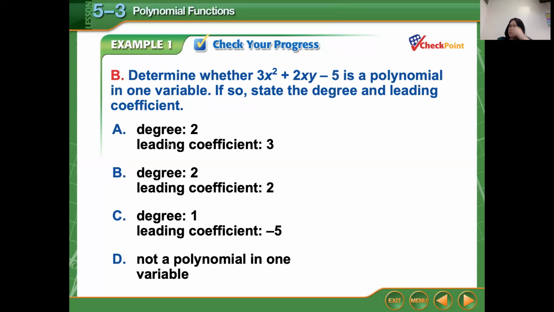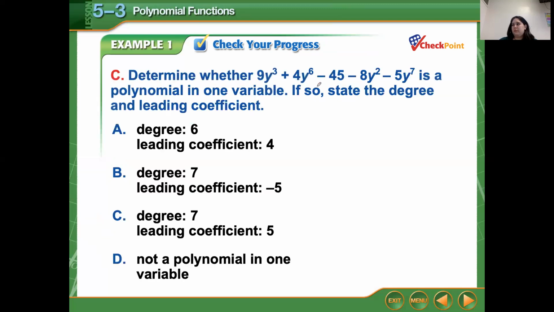All right, pause the video and try this problem. All right, so with this, it is not one variable because we have x, y here. All right, pause the video and try this one. All right, so our highest exponent is 7, and our leading coefficient is going to be -5. So our answer is B.